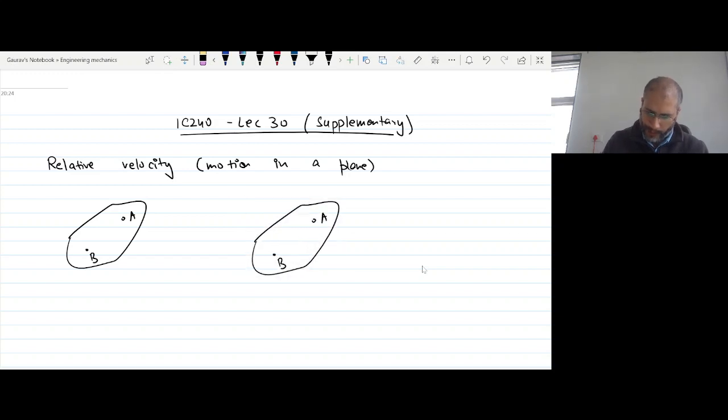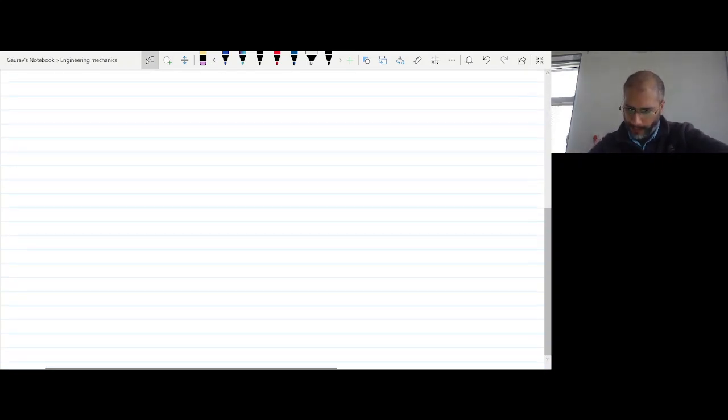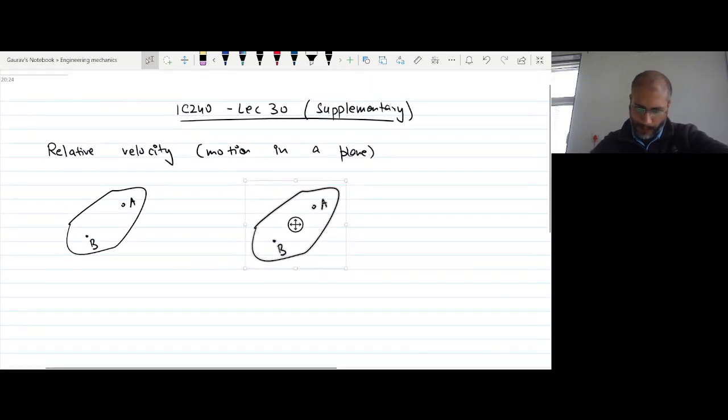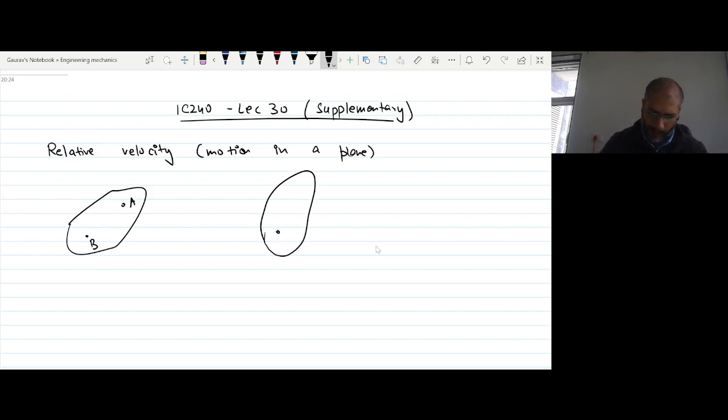So this is translation. I was trying to show rotation here. It seems that will not be possible. So let's draw it again. So I'll try to draw as similar as possible. Okay, so let's say this is the same object. Now we have points A prime and B prime which have moved.